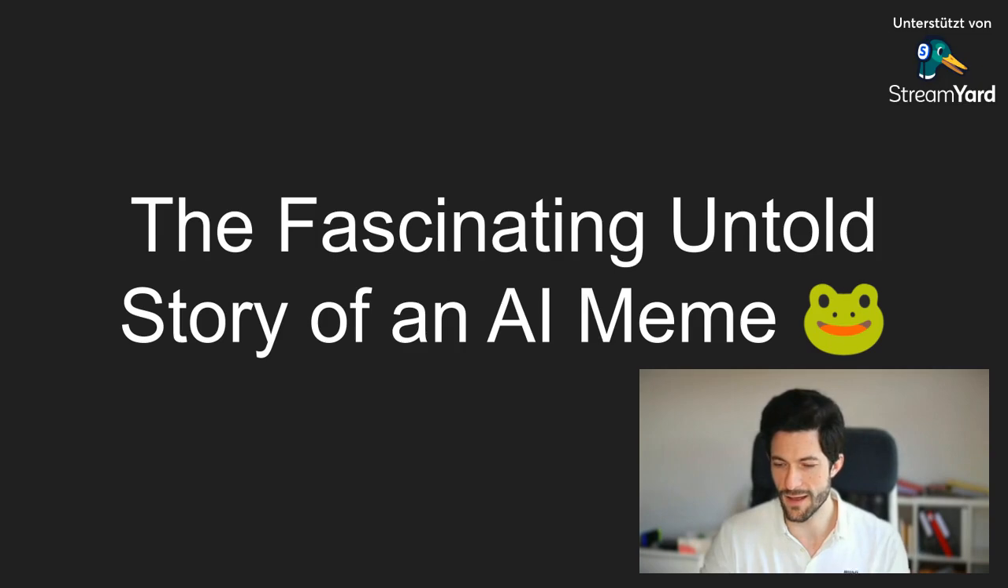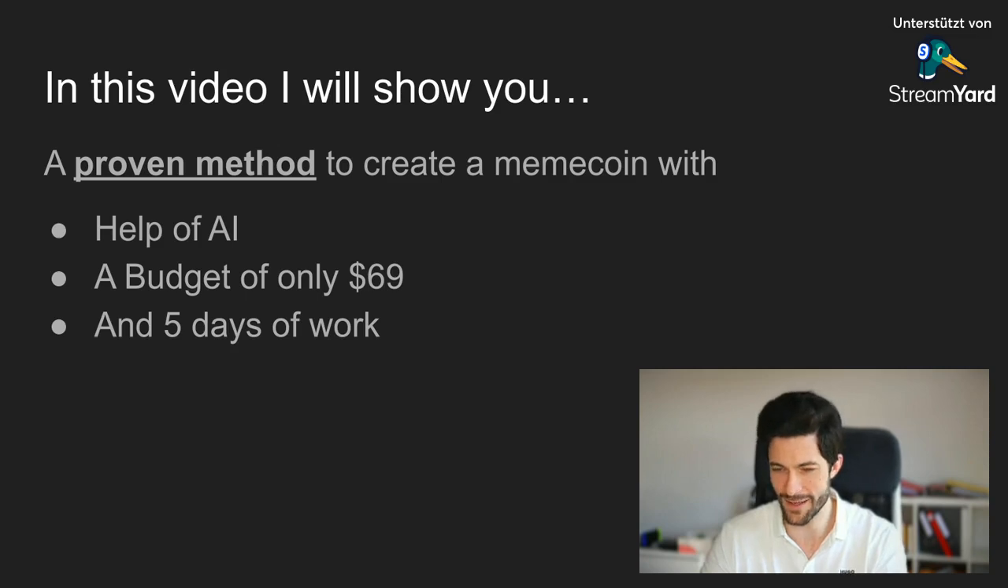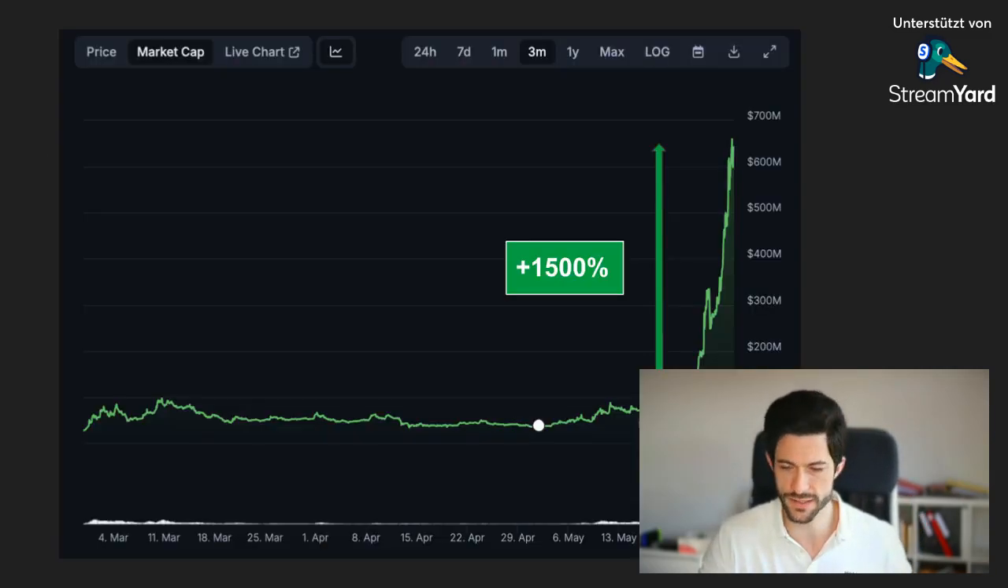So a meme coin, or meme token as we need to say, because most of these coins are actually tokens, created just with the help of AI and about 50 community members. That's around the number that you need to get that going. And yeah, so proven method, help of AI, $69 budget, and 5 days of work. So it's something really anybody could do, right? And then you could end up there.